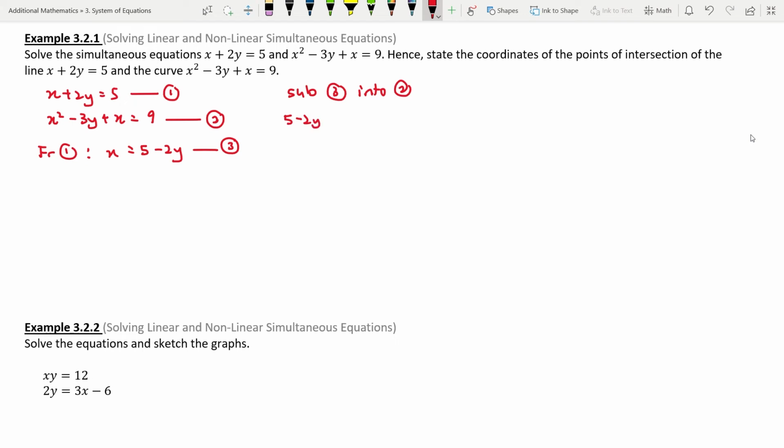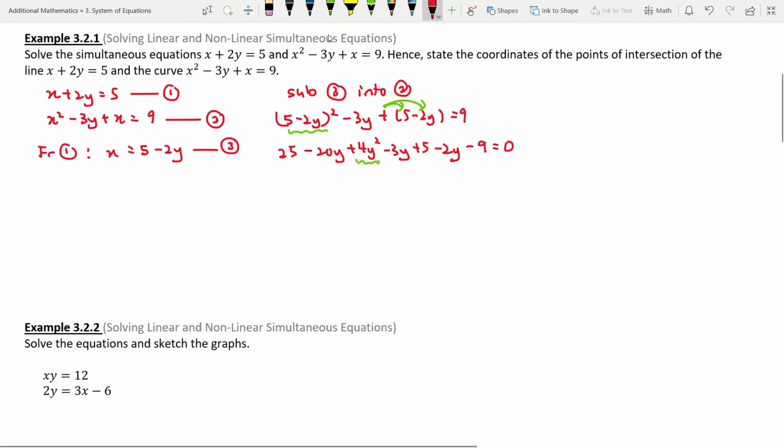(5 − 2y)² − 3y + 5 − 2y = 9. We expand the bracket. 25 − 20y + 4y² − 3y + 5 − 2y, and we bring the 9 to the left side, becomes − 9 = 0. Then we simplify the equation.